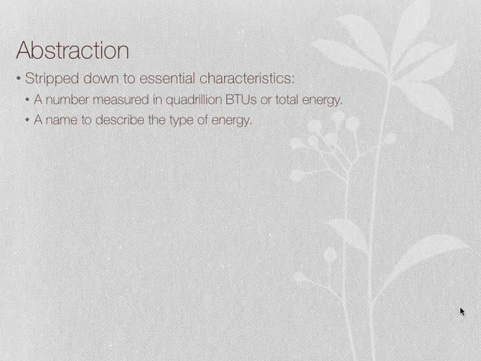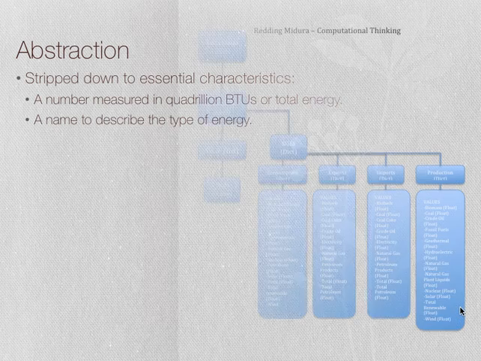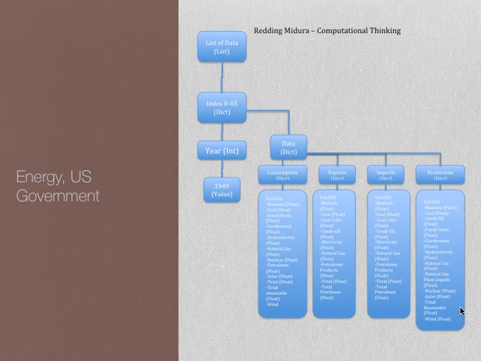The abstraction of data strips energy down to two fundamental characteristics: a number representing an energy total measured in quadrillion BTUs, and a name to describe the type of energy. Mapping the data, we can see the following.